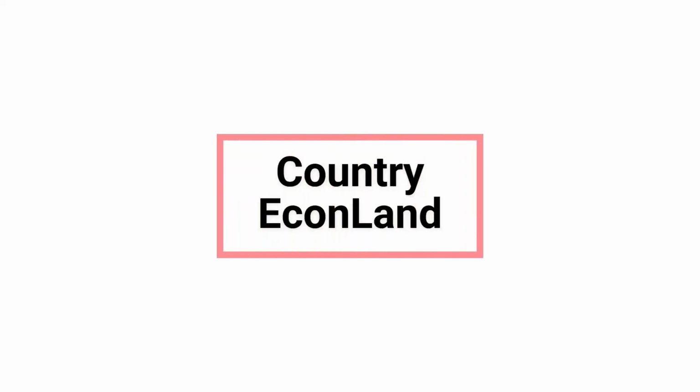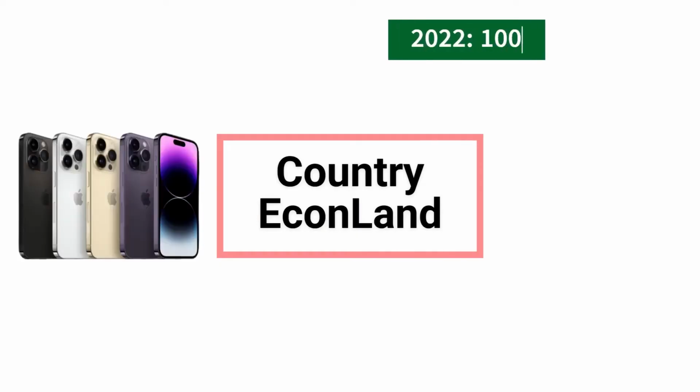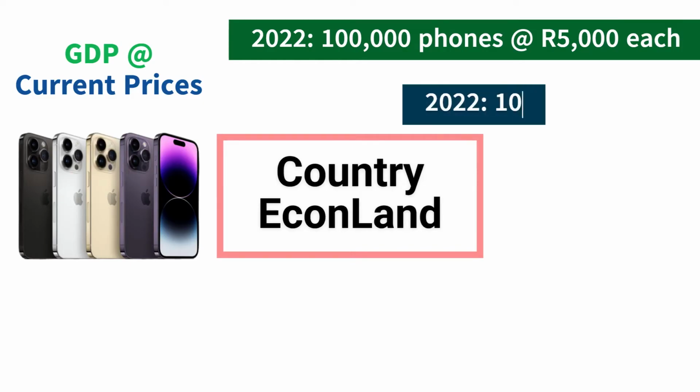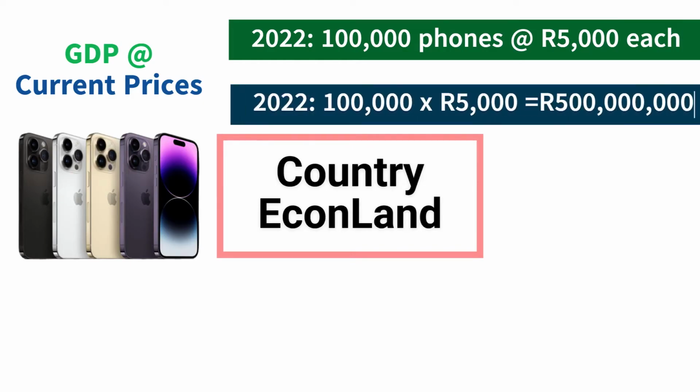Example, let's consider an imaginary country called Econland. In the year 2022, Econland produced 100,000 smartphones, and each smartphone was sold for 5,000 rands. The GDP at current prices for 2022 would be calculated as follows. GDP at current prices, 2022, equals number of smartphones produced, 100,000, times price per smartphone, 5,000, equals 500 million rands.